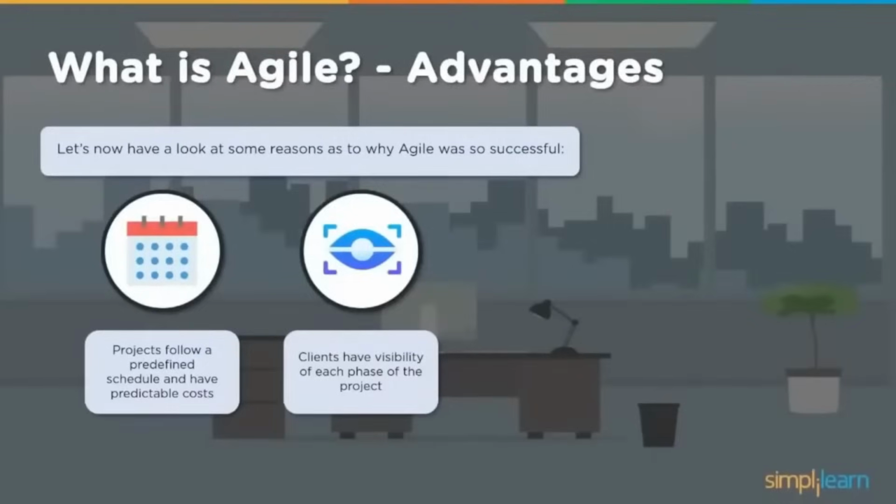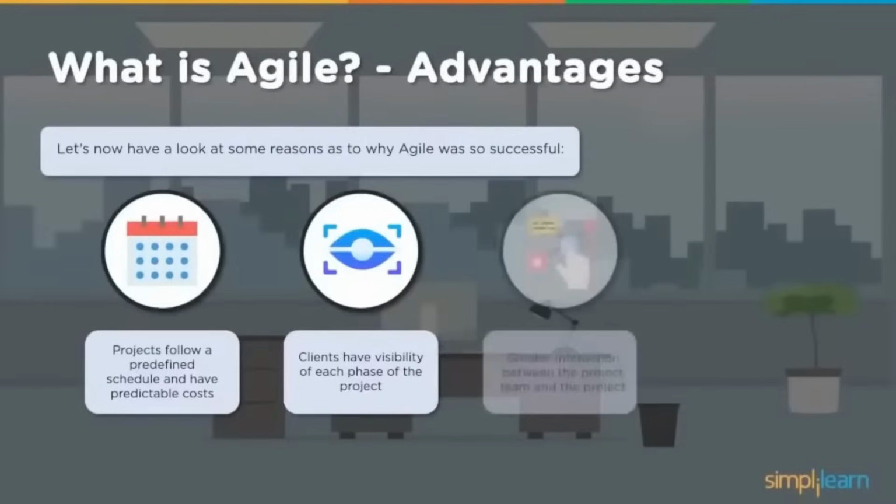Customers or clients being actively involved means they know what is happening and what they are getting. They are acknowledging it by giving feedback every now and then, so that there is no surprise to them at the end, which used to happen during waterfall approaches. Then there is greater interaction between the project team and the project. There needs to be collaboration. Agile emphasizes collaboration.